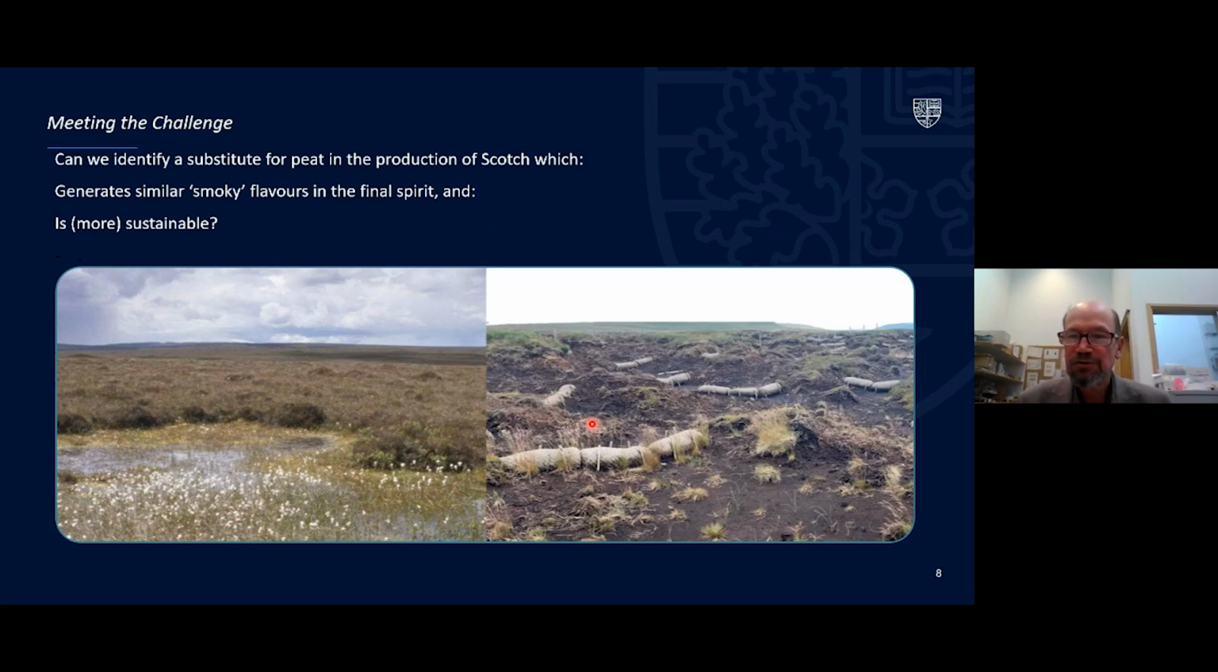So what we're going to do in this project is to use analytical science to try and identify a substitute for peat in the production of Scotch. So what we want to do is to find something that's more sustainable than peat, renewable than peat, that can generate those same smoky flavours that we get in our Scotch whisky.